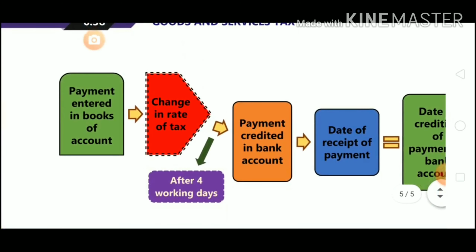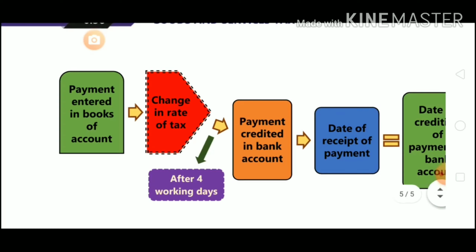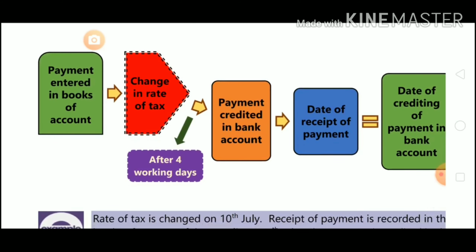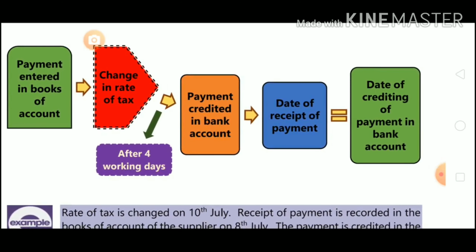Now suppose payment is entered in the books of account of the supplier, and after that there is a change in the rate of tax, and the payment is credited in the bank account of the supplier after 4 working days of the change in rate of tax. In that case there will be a little change in the provision from the earlier provision we studied. Listen properly: if the payment is credited in the bank account of the supplier after 4 working days of the change in rate of tax, then the date of receipt of payment will be the date of crediting of payment in the bank account.